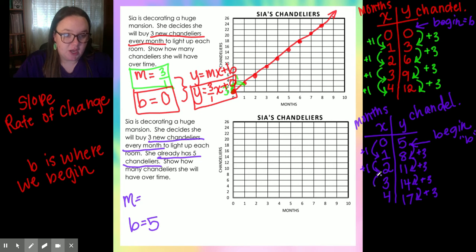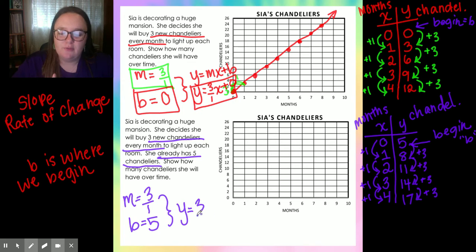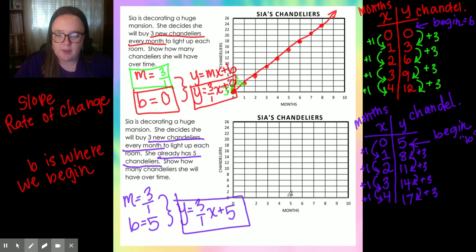So it would be change in Y over change in X. So it would be 3 over 1. Again, my slope is still 3 over 1. It's changing 3 each month. So now I could take that information, right? I could take these two pieces of information and I could write Y equals M is 3 over 1 X plus my B now is 5. Look at how those equations are different.